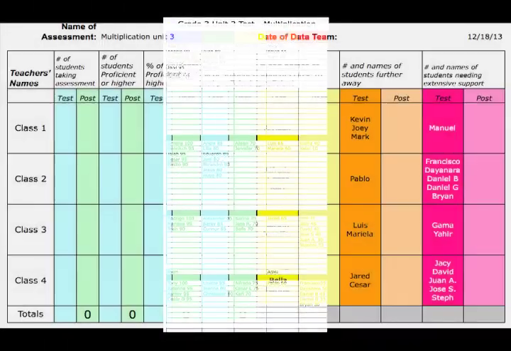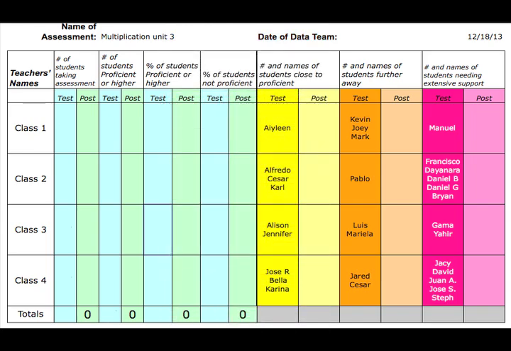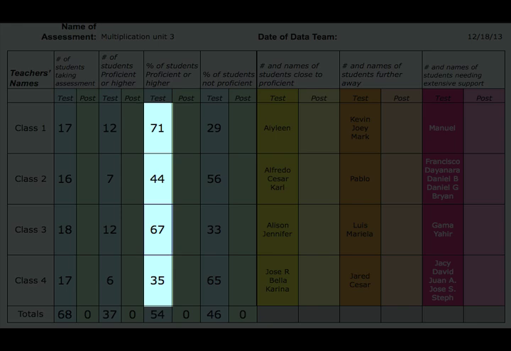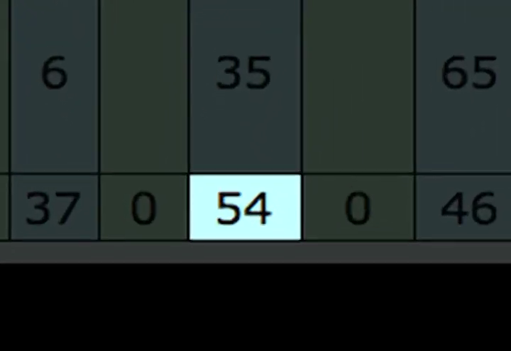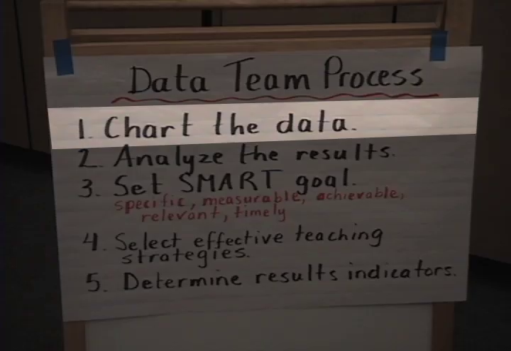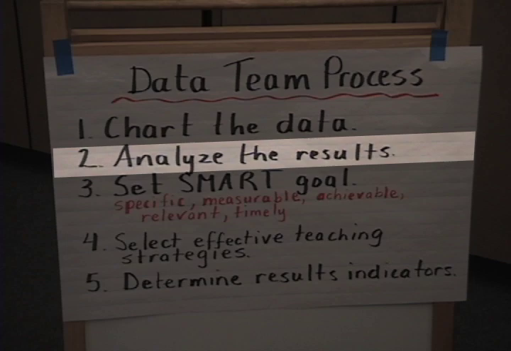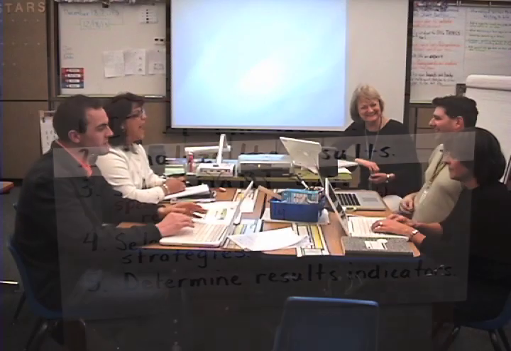Finally, on this chart, each teacher inputs the number of their students who took the test, along with the number of their students who scored proficient or higher. The chart automatically calculates the percentage of each class that scored proficient or higher, as well as the percentage of the entire grade level that scored proficient or higher. Once the data is ready to go, the teachers convene and move on to step 2, analyzing the results. In this step, teachers look at the charted data together and use it to analyze student performance and trends.